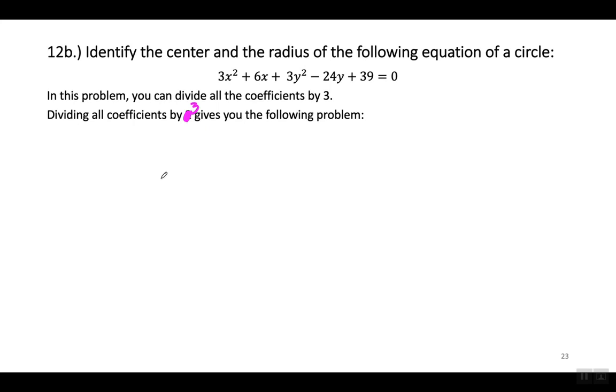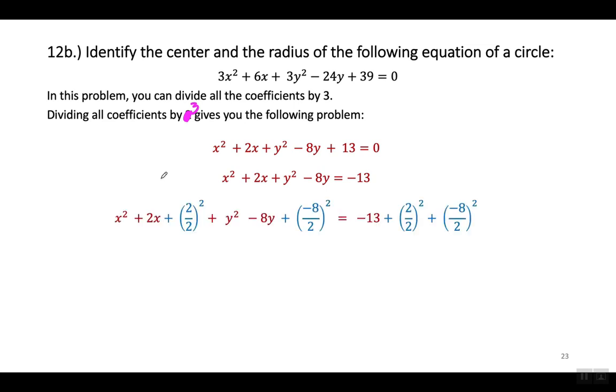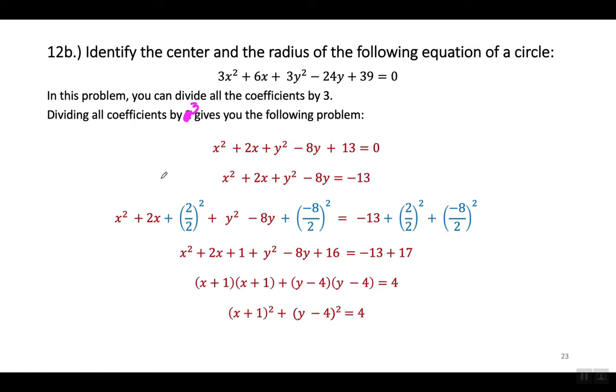Hice un error ahí. Si dividen todos los coeficientes por 3, it'll give you this new problem. Okay? And then you just follow the same steps to complete the square, and write the equation in the standard form of the equation of a circle, which allows us to identify the center and the radius.